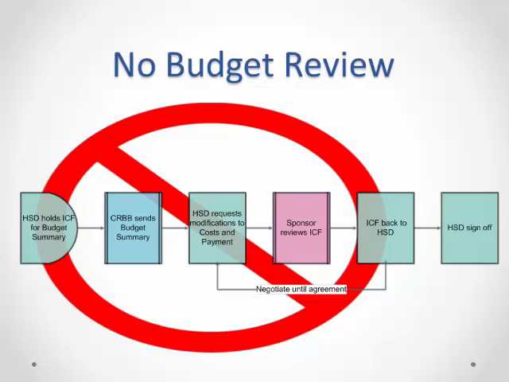So we're eliminating the same thing that we're doing for the contract. Previously, I was waiting for the budget summary. The budget summary comes in. I make sure that CRBB's changes to the consent form are, in fact, included in the consent form, and if not, then we go through the whole sponsor loop again. And then finally, when we're in agreement, we go to sign off. So eliminating all of that.